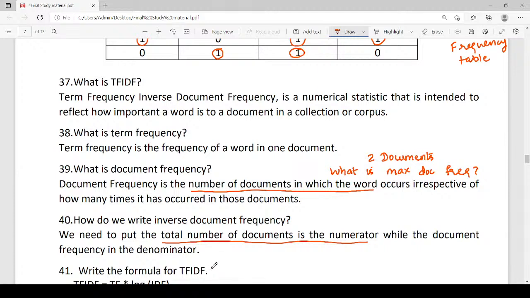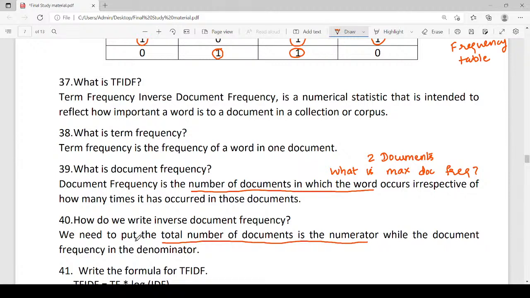And if you have the word occurring in 3 documents, it's going to be 4 by 3. So you have to remember that you put the total number of documents in the numerator while the document frequency in the denominator. So high chances of us going wrong in question number 39 and 40. If you are very clear with it, then you will not make mistakes. Document frequency is the number of documents in which the word has occurred, and you write the inverse document frequency by taking the total number of documents in the numerator and the value that you see in the document frequency on the denominator.